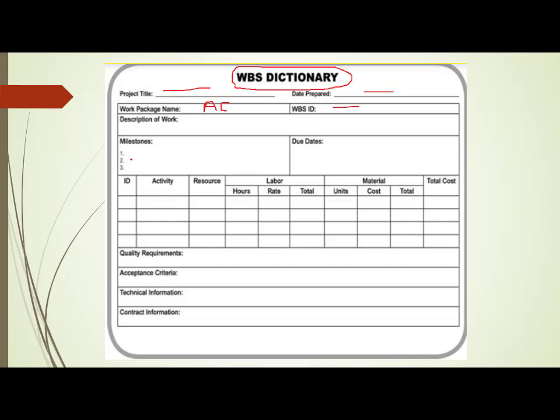So if that work package has milestones, the first milestone is finalizing the JD. The second milestone is publishing that particular job description on Indeed. And the third milestone is requesting Indeed to send the applications, and you can put the due dates.